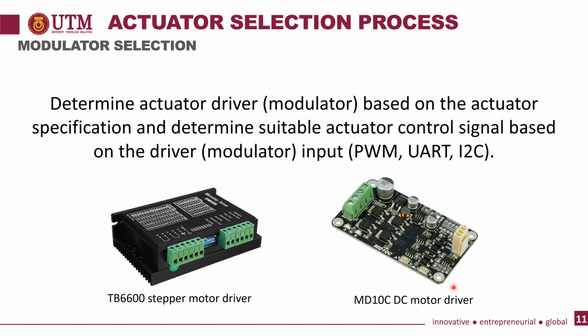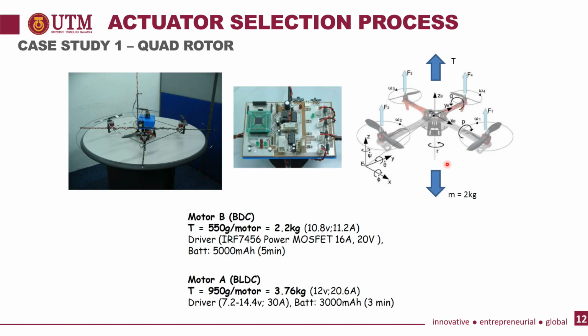Alright, so next let's take a look at some example case studies where they are choosing their actuator. As you can see here, this is a quad rotor. When you are designing a quad rotor, you must ensure that it has small motors, because if you have a large and heavy motor, your quad rotor will not fly through the sky. So your motor must be light and also small.